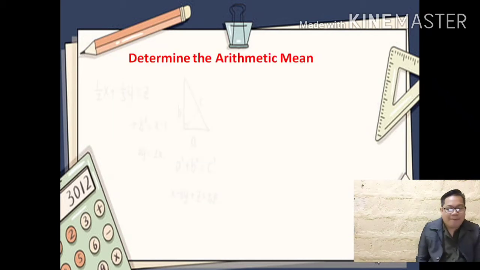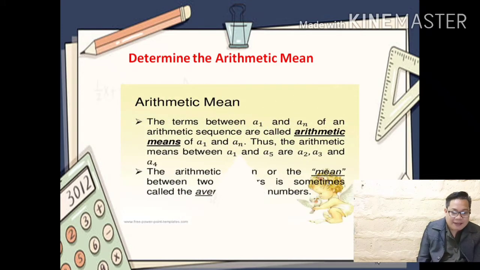Okay. Next naman natin ay on how to determine the arithmetic mean. Definition muna tayo ng arithmetic mean. The terms given or between a sub 1 and a sub n of an arithmetic sequence are called arithmetic means.